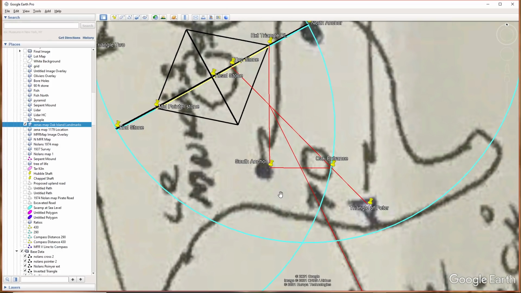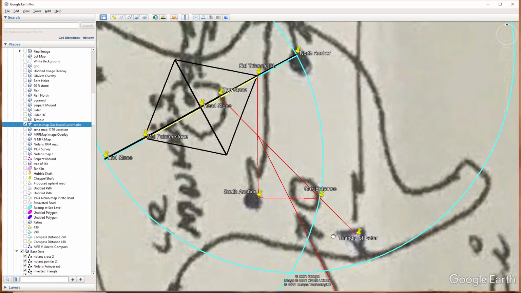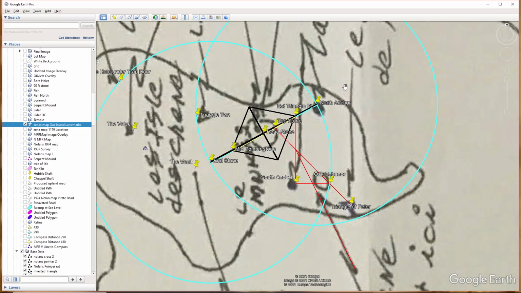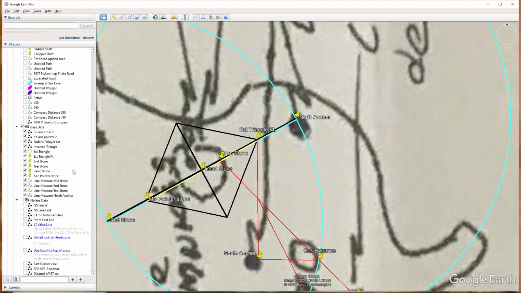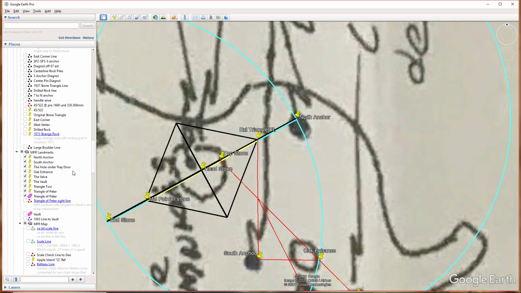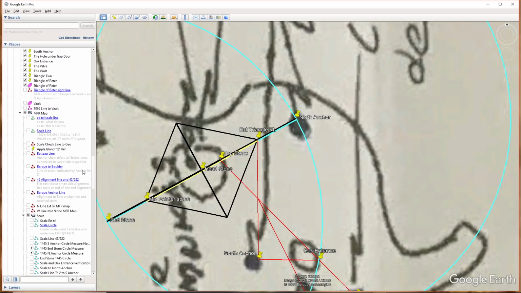If it wasn't bisecting it, then I would say that it's either got to go north or south to get it to bisect. That's an indicator. So anyway, I wanted to also show you guys that throughout all these little lines, they are indicating areas of interest, and they are associating the things they are attached to with those locations.